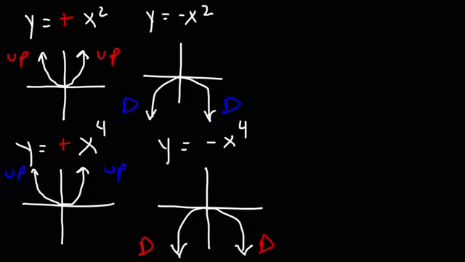So anytime you have an even exponent, it's either up, up or down, down. The difference is based on the sign of the leading coefficient. If it's negative, it's down, down. But if the leading coefficient is positive, it's going to be up, up. Now let's consider the examples where the exponent is odd.